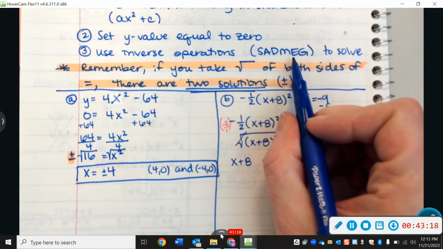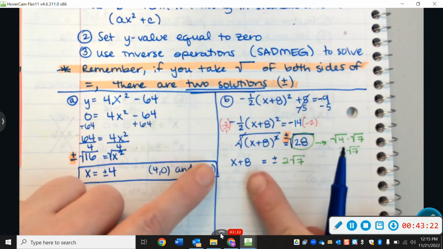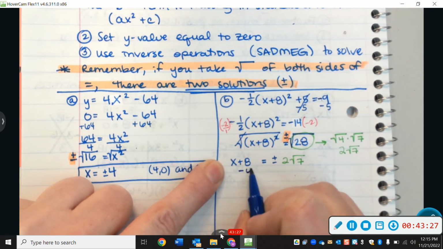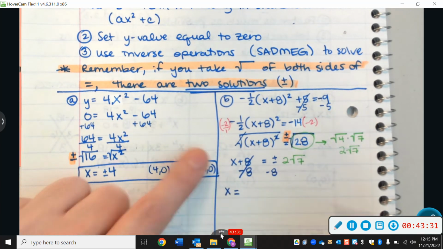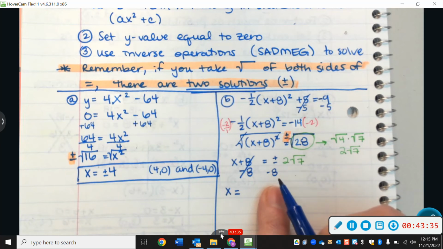So we dealt with the exponents. What that meant is what was inside that grouping symbol is now outside of the grouping symbol. If I want to get x by itself, I'm going to have to subtract 8 from both sides. I'm noticing that 8 is not the same kind of radical as this. It's just a constant, a regular number.